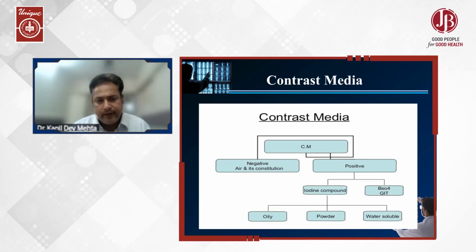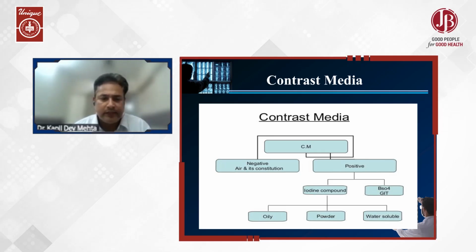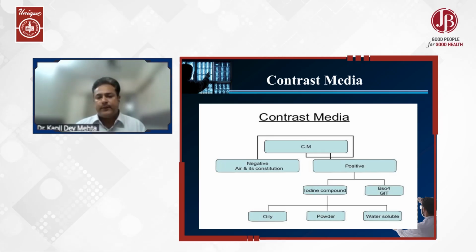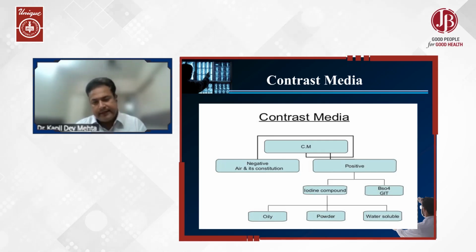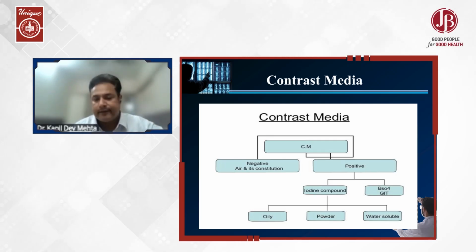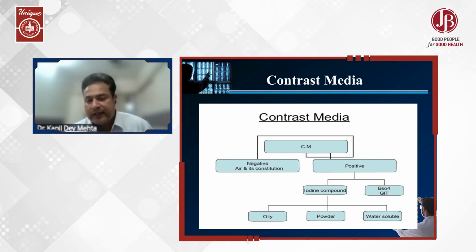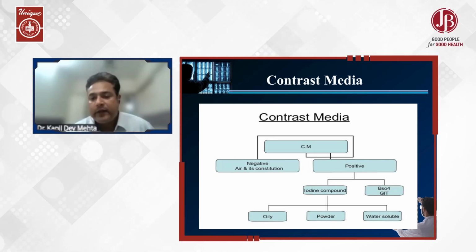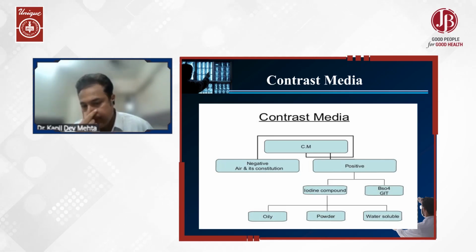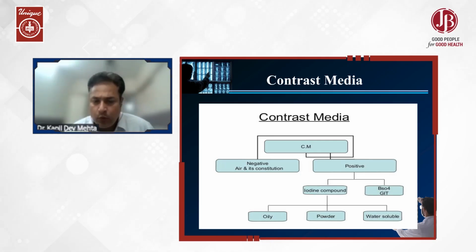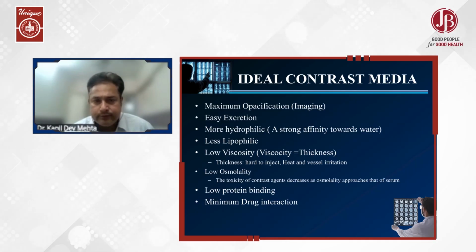So contrast media can be classified into two types: negative and positive. Negative contrast is like air, and positive contrast gives you more illumination or emits something. That gives a positive contrast, like iodine compounds and barium compounds. So we will discuss more on the iodine compounds.